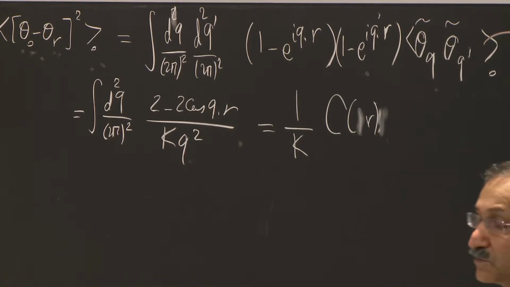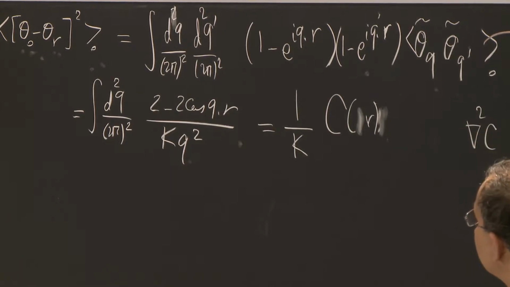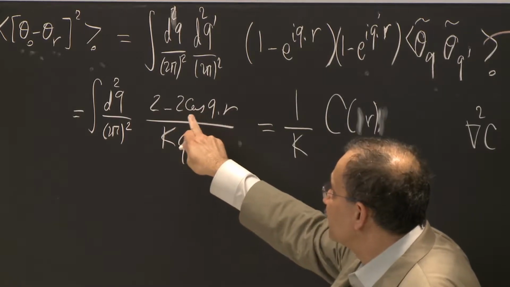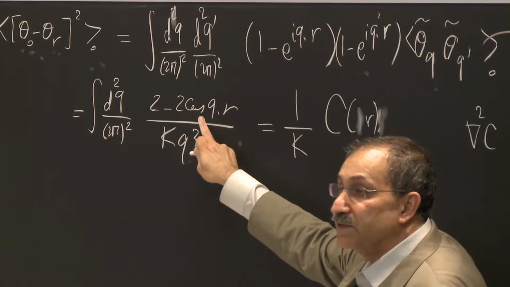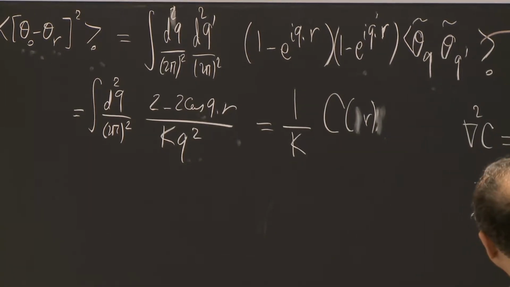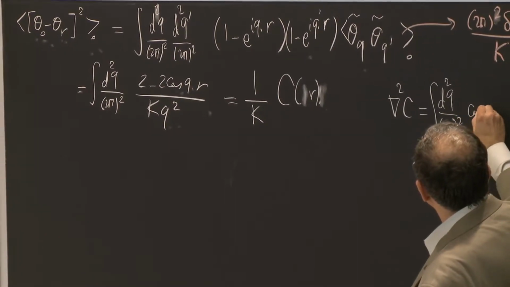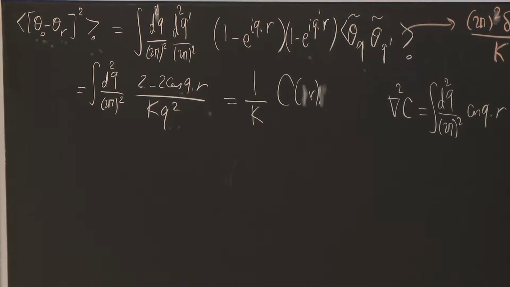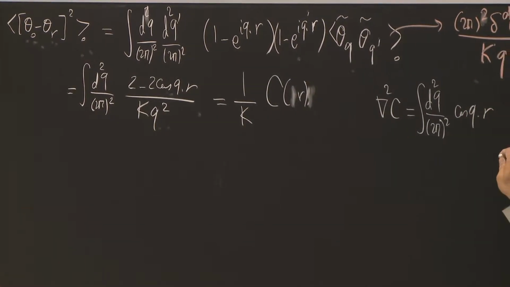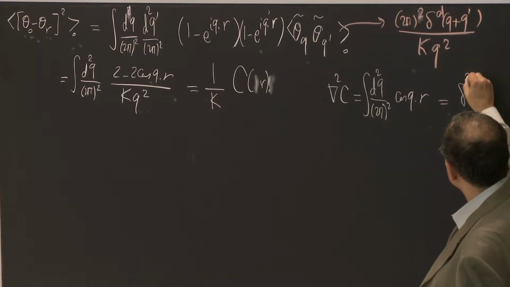We anticipate this to be like a Coulomb potential, because if I take a Laplacian of C, you can see that the Laplacian acting on the cosine will give me a minus q squared, which cancels the 1 over q squared. I will have the integral d2q over (2 pi) squared, and the cosine itself will be left. The 1 over q squared disappeared. This is e to the iqr plus e to the minus iqr over 2. Each one of them gives a delta function, so this is just a delta function.